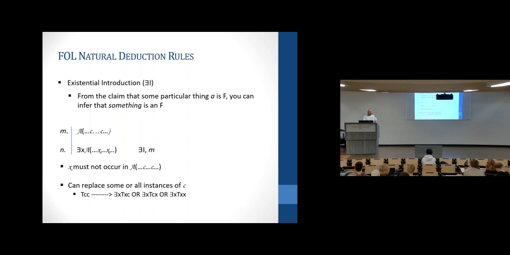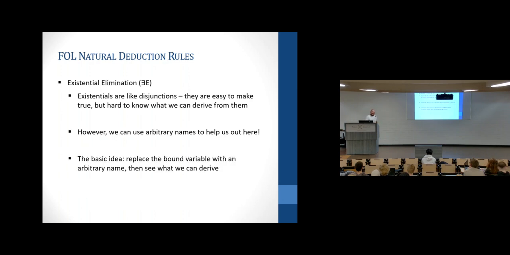Existential elimination, not so much. Unfortunately. To get a run-up to existential elimination, the first thing to note is that existentials are very much like disjunctions, in that they're really easy to introduce and very hard to eliminate. They're easy to make true: you just need one thing in the domain. They're very hard to know what you can derive from, because you need to know which thing in the domain. So we're not going to be able to get particular names out, but we can use the same trick we did before with arbitrary names.